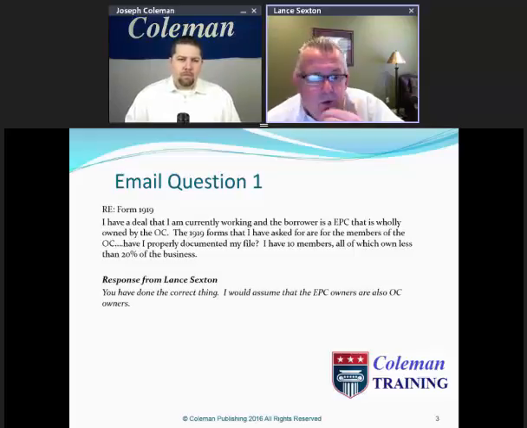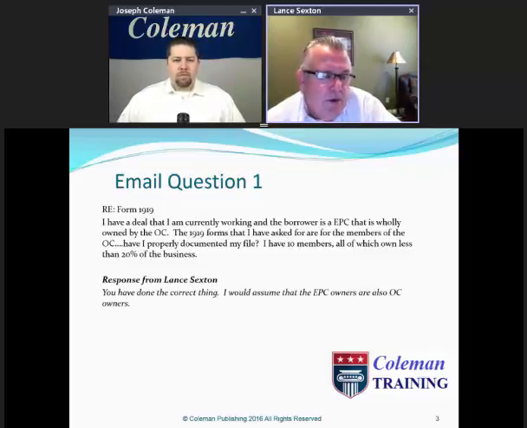So getting your 1919s, making sure that you run the CAIVRS report on all those people. Also, the CAIVRS reports are going to run on all the entities, the borrowing entity or any affiliates, but making sure you properly document your SBA loan file. In this particular case, where you have an EPC that's wholly owned by the operating company, getting 1919s on the members was the correct thing to do.